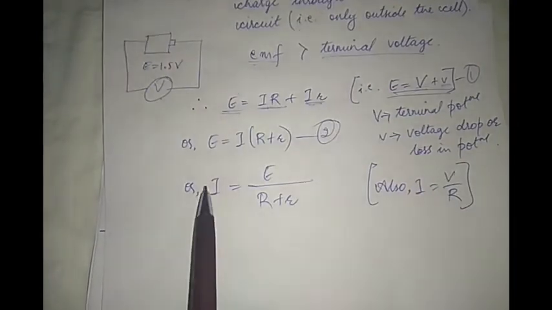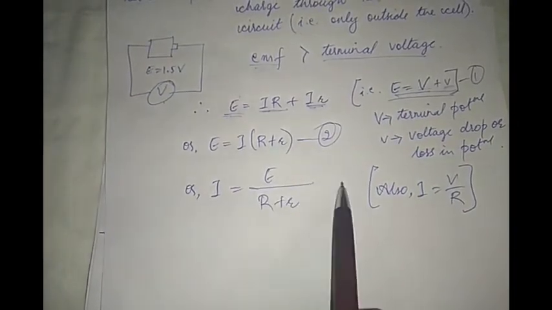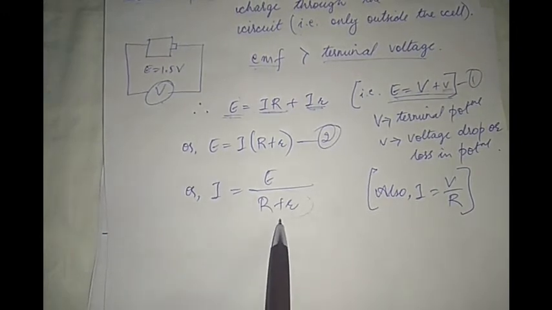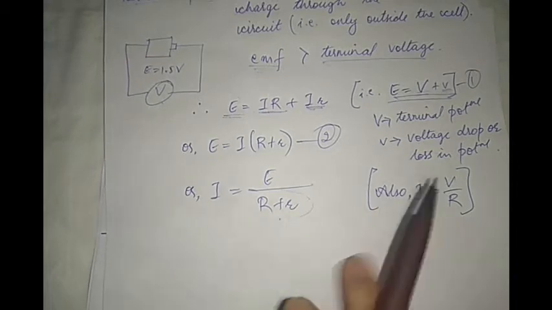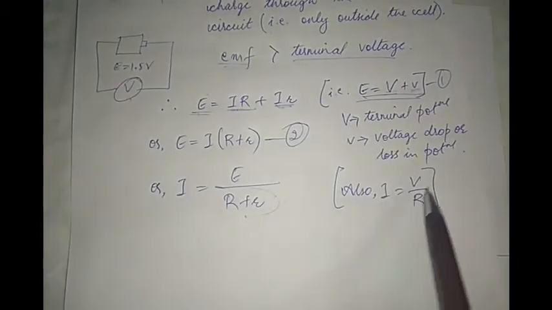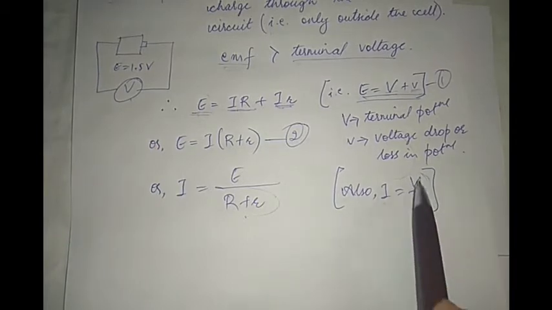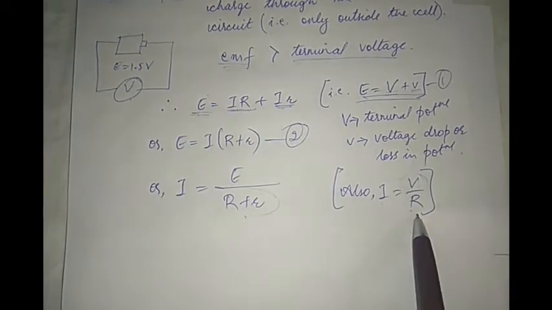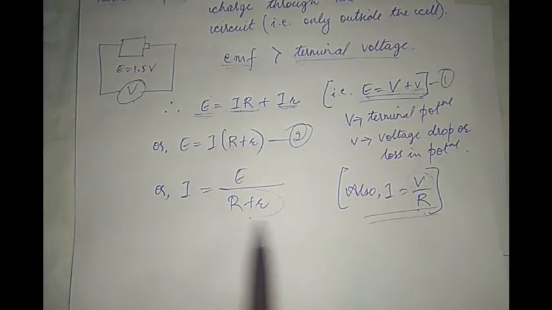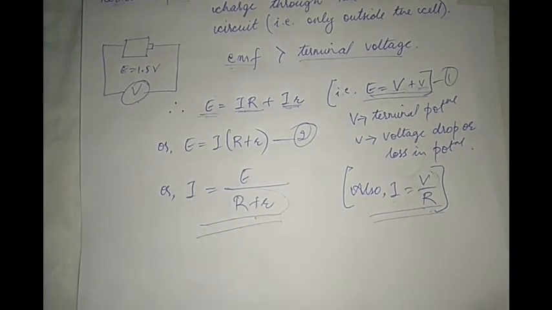By the way, you can get two expressions for the current. Current is EMF divided by the total resistance in the circuit. Or you can also write current is the terminal potential divided by the external resistance, the potential difference in the external circuit divided by the external resistance. So you can write two expressions for the current. Remember that. So this is the expression for the internal resistance.